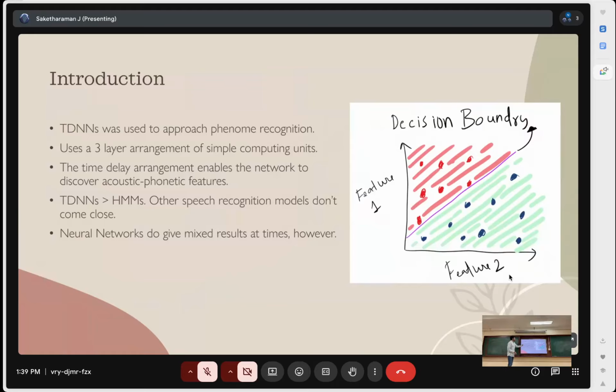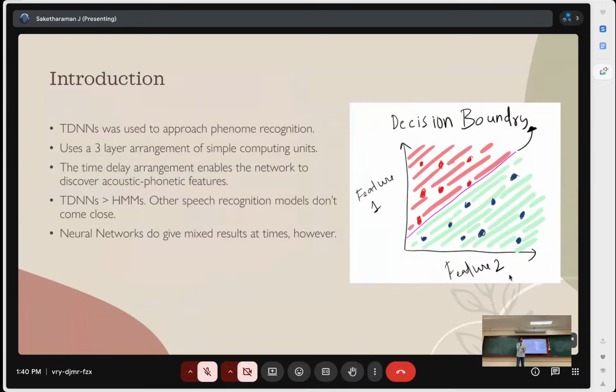So time-delay neural networks is basically a neural network. It was used to approach phoneme recognition. Phoneme recognition is basically the ability of AI models to take in audio inputs and transcribe the audio inputs that the user gives them. It uses a three-layer arrangement of simple units.